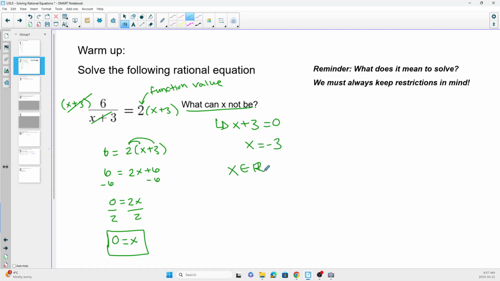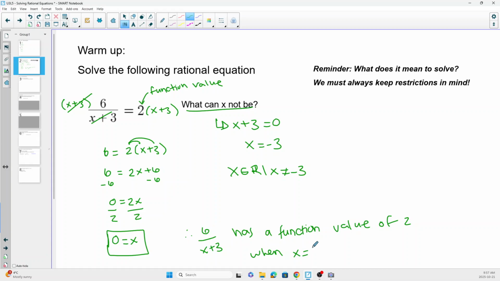So our domain for this is x can be anything it wants. X can be an element of the real numbers such that, sorry, we just need one vertical line there. X is an element of the real numbers such that x cannot equal negative 3, and we just double check to make sure that the solution we get does not break any of our domain rules. And so therefore, the rational function 6 over x plus 3 has a function value of 2 when x is equal to 0.